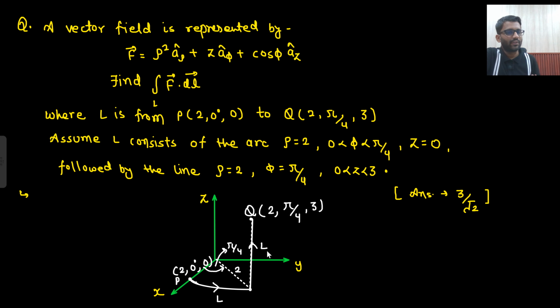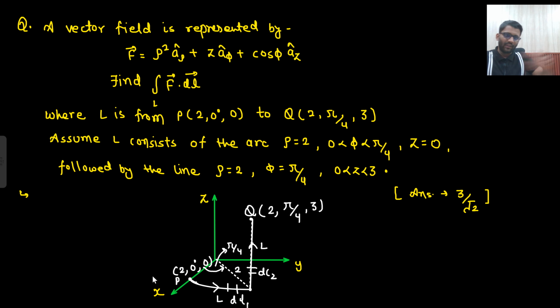What you need to find? F dot dl. So there are two paths. I will take dl1 and the other one I will take dl2. First I will find f dot dl1, then I will find f dot dl2. So what will be my dl1? What do you think? What is changing? Phi is changing. Rho is fixed, z is fixed. So dl1 will be rho d phi a phi cap.